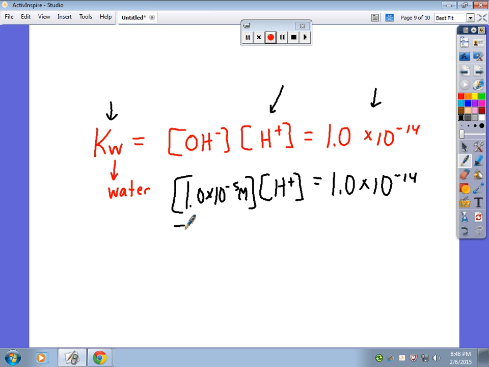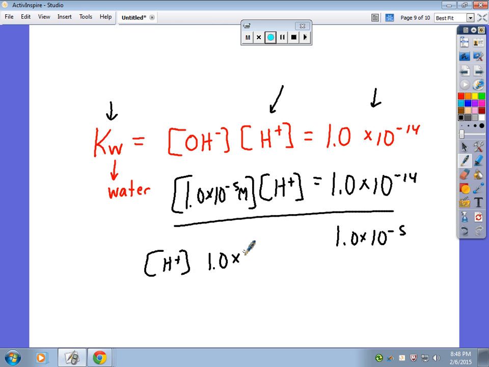How do you do that? You divide both sides by 1.0 times 10 to the negative 5th, and you end up with a hydrogen ion concentration of 1.0 times 10 to the minus 9th. Okay? Now, whenever there's a 1 here, you can always find the pH. What's the pH? The pH equals the negative log of my hydrogen ion concentration.